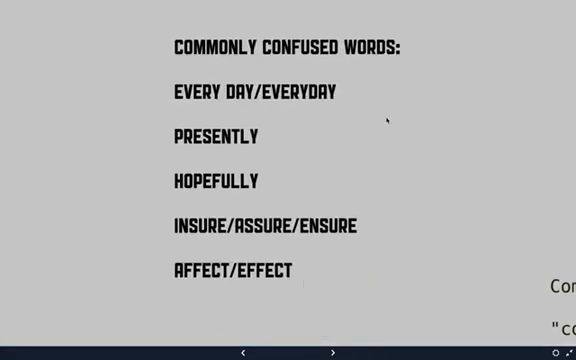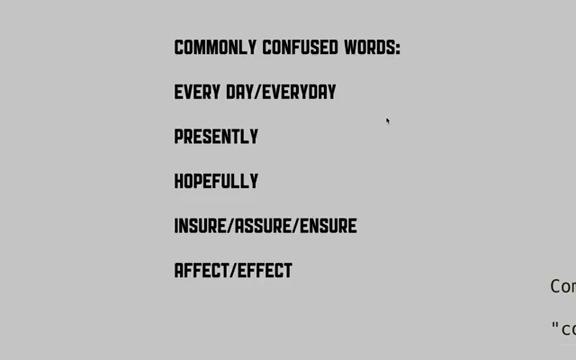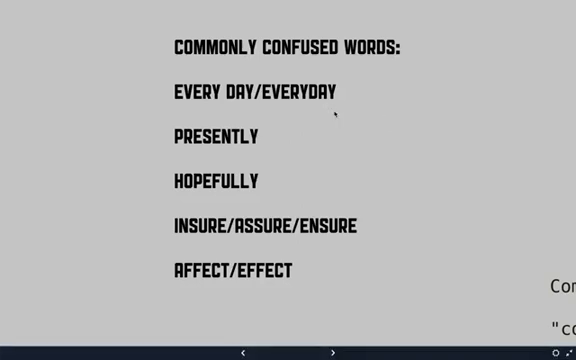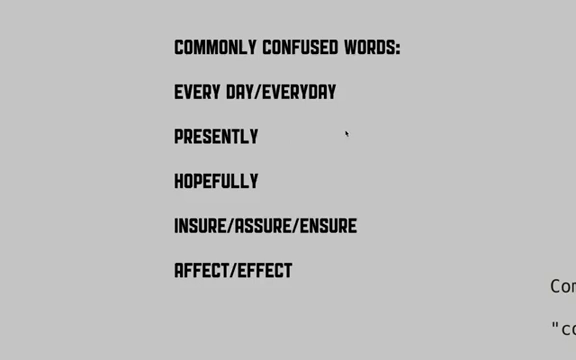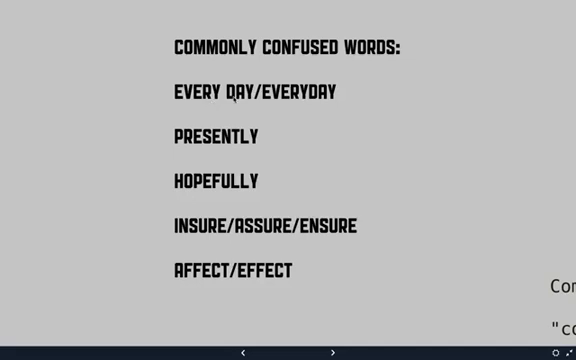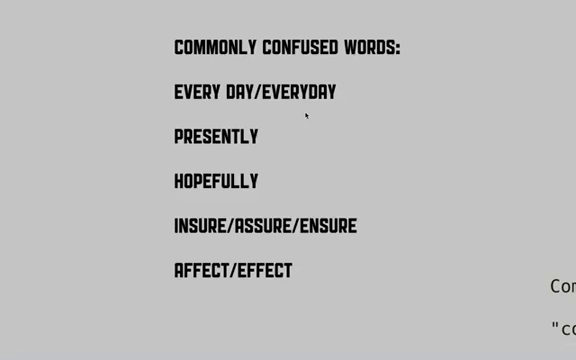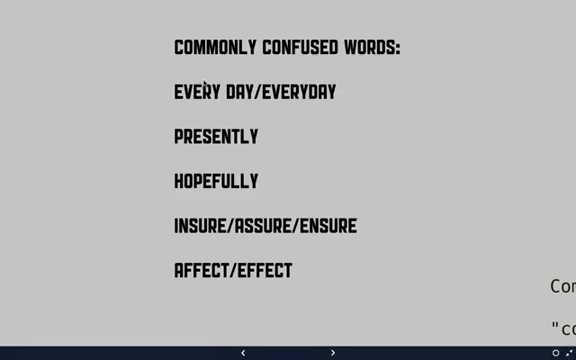Let's talk about some commonly confused words. Okay. There are many commonly confused words, all right? But let's talk about a few so that you should avoid and not make these mistakes anymore. Remember that every day can be one or two words. When you mean each day, okay, it's two words. When you mean an adjective meaning ordinary, it is one word. So he wore an everyday green shirt to school, that would be one word. Or every day he went to school, that would be two words.